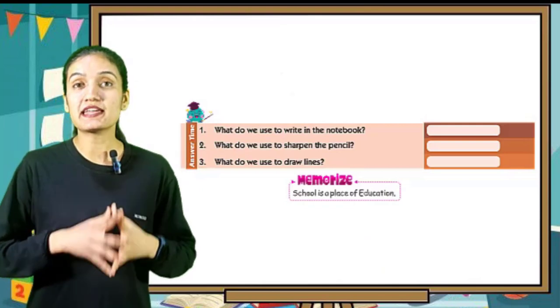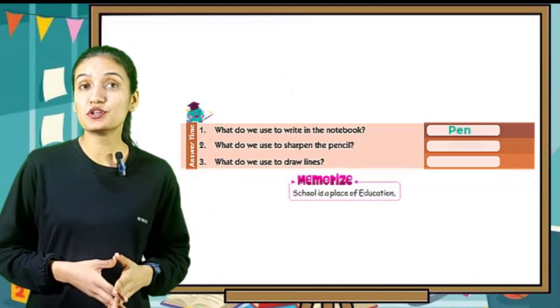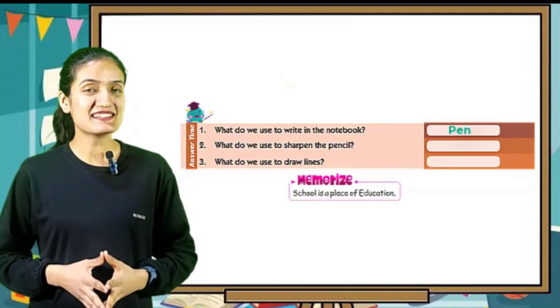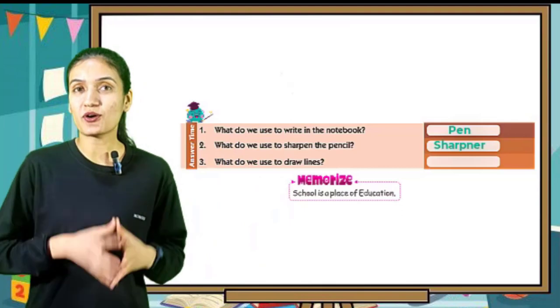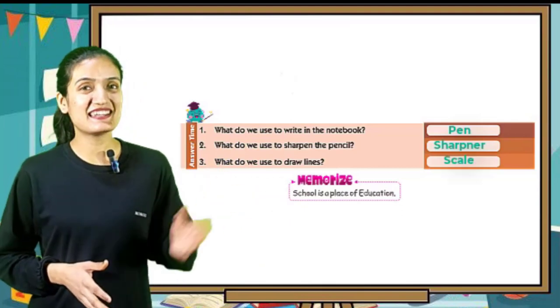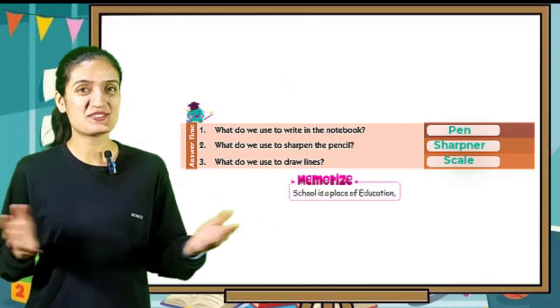What do we use to write in the notebook? It is pen. What do we use to sharpen the pencil? It's sharpener. What do we use to draw lines? It is scale. Now kids, memorize. School is a place of education.